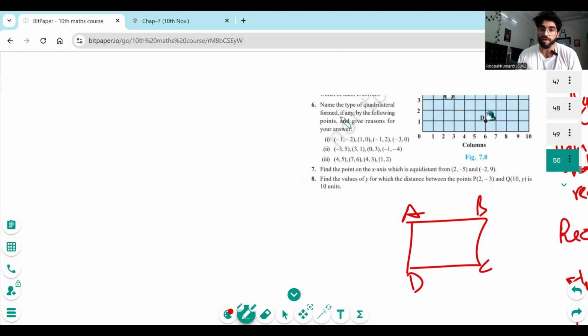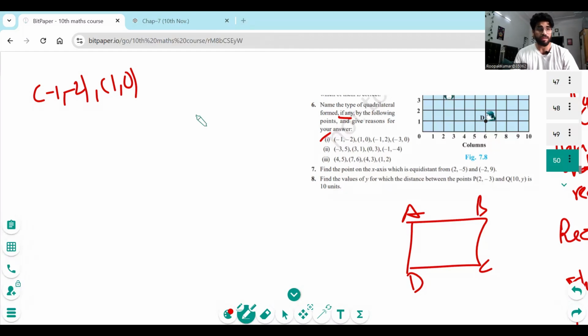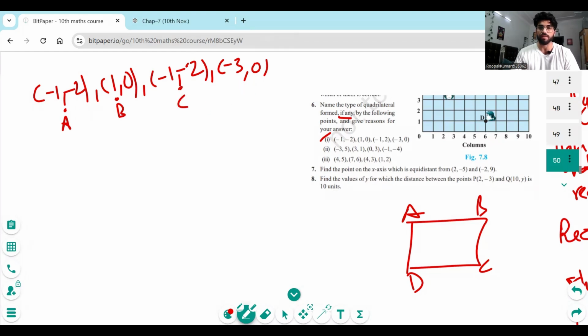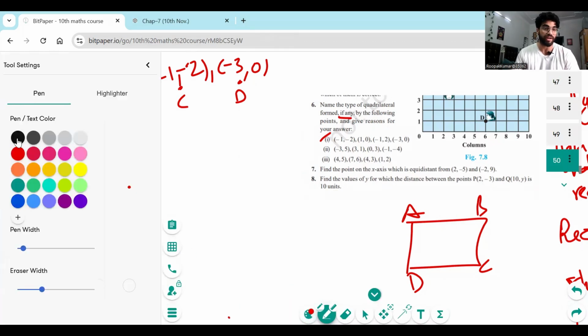If any quadrilateral is being formed, then tell what quadrilateral it will be. Looking at the first one, the points are (1, 0), (-1, -2), and (-3, 0). Now let's say this is A, this is B, this is C, and this is D. Remember this kind of figure. Now we have to see what kind of a quadrilateral it will be, if any.